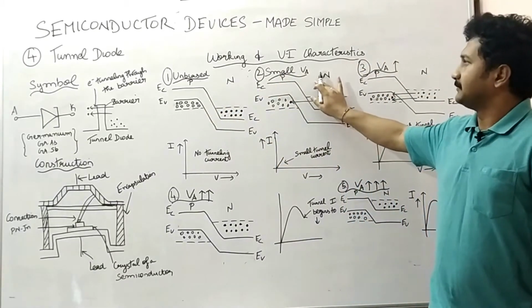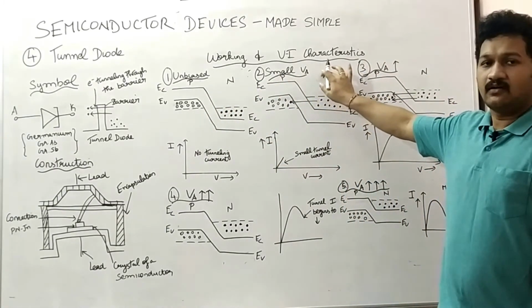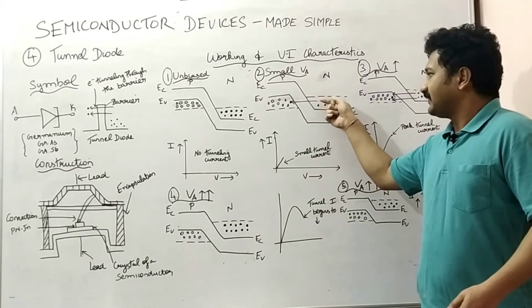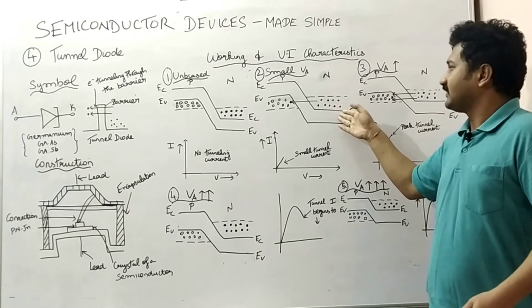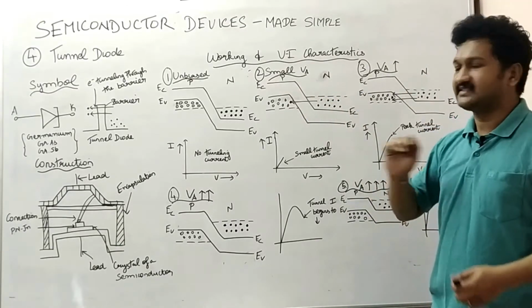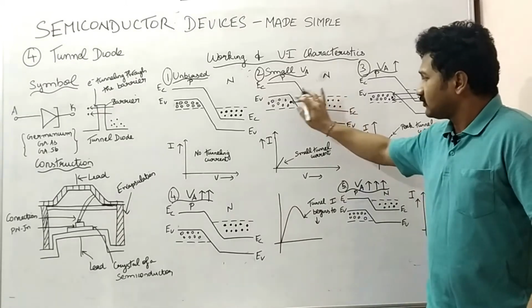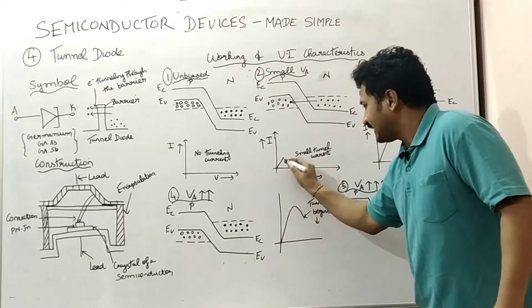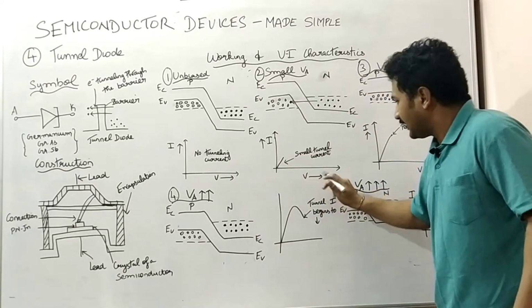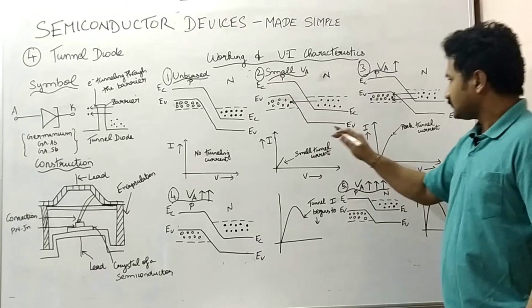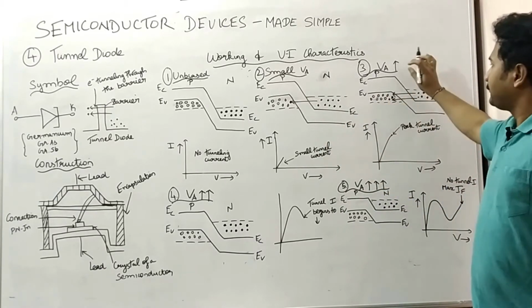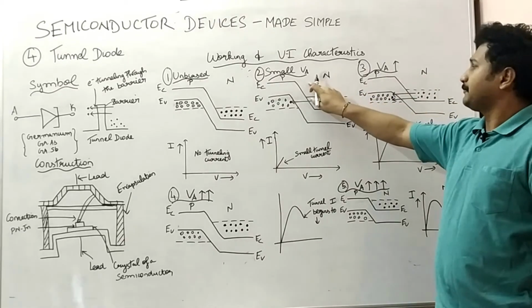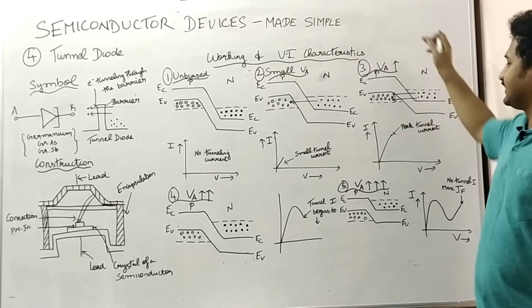Next, coming to the second step. Here VA is called the applied voltage. A small VA is applied so that a minimum number of electrons from the conduction band of the N side move to the valence band of the P side. When electrons move in one direction, current moves in the opposite direction. So a small tunneling current is produced based on the small applied voltage VA. Going to the next step, the applied voltage is slightly increased.